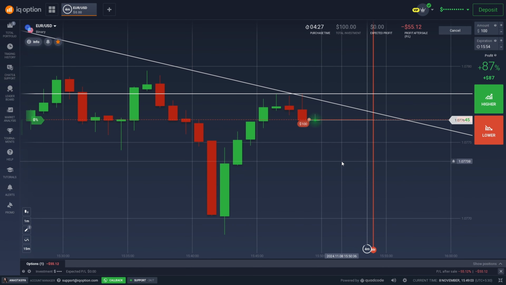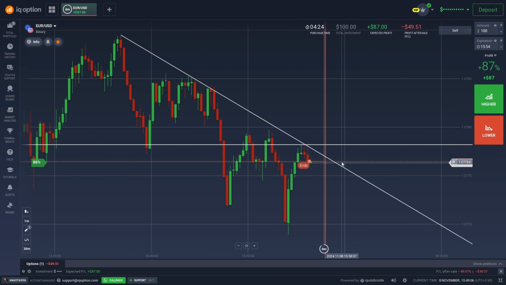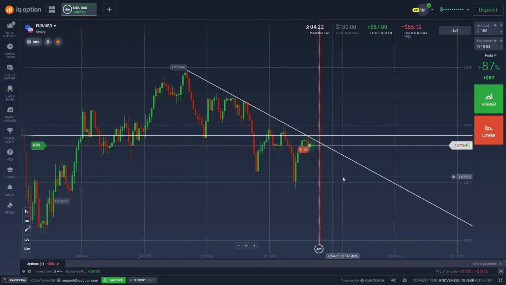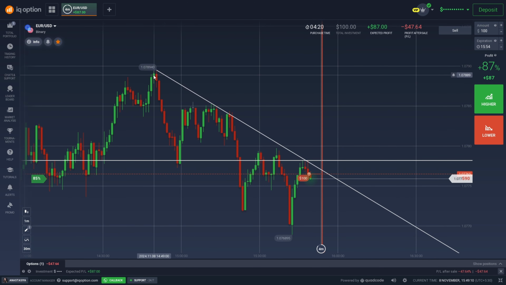So we have taken the trade. Now let me explain you the setup. So the first thing which we have to look is to follow the trend. In this case, this is a downtrend.